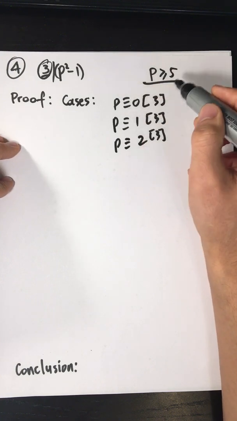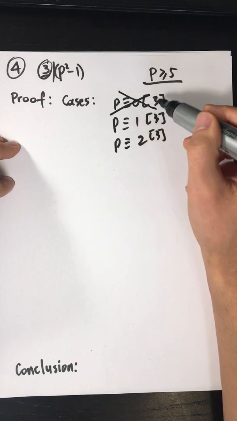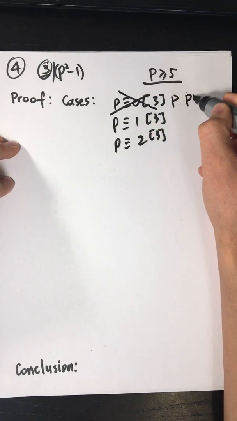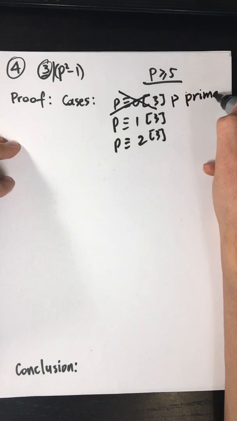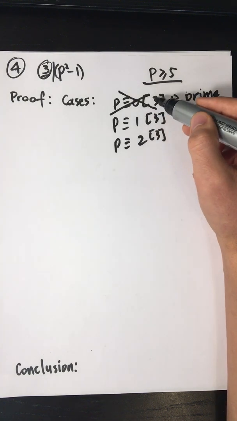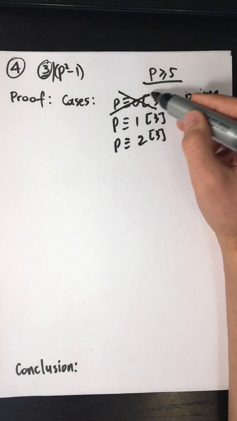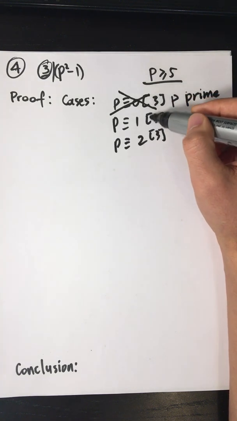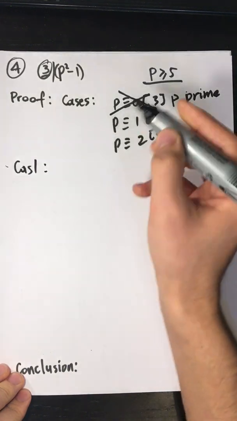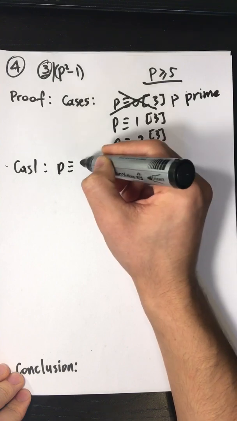Okay, now we have these cases, and we don't have to take care of this case because p is a prime number, right? If 3 divides p, it's impossible because p is prime. So we only need 2 cases. Case 1, let's say p mod 3 is 1.